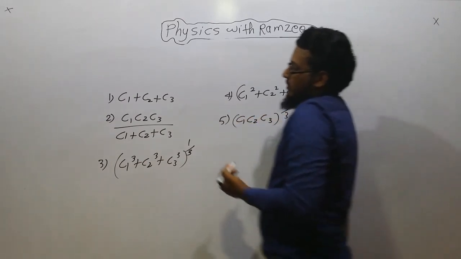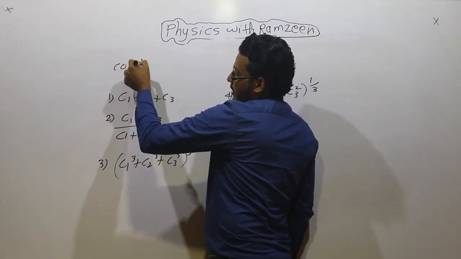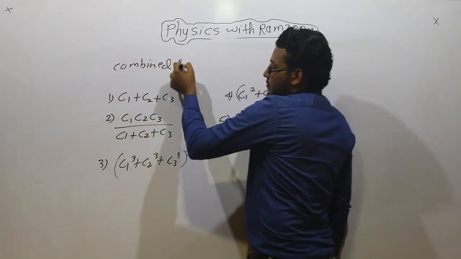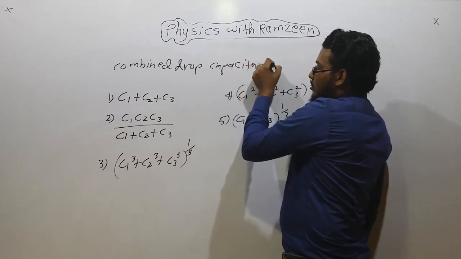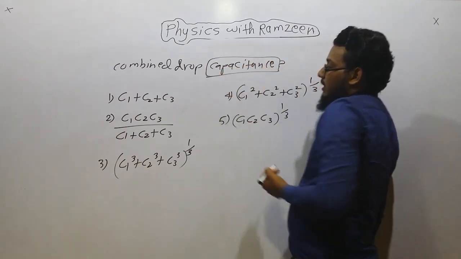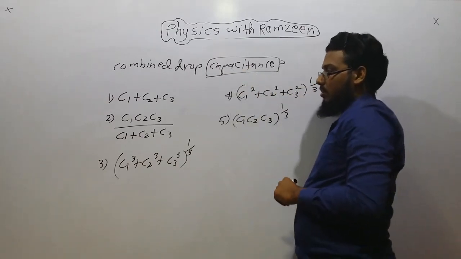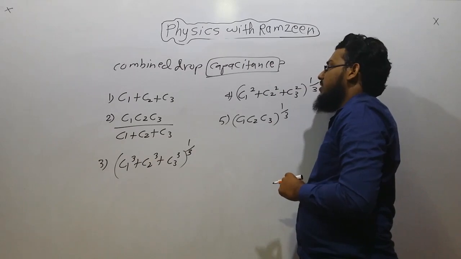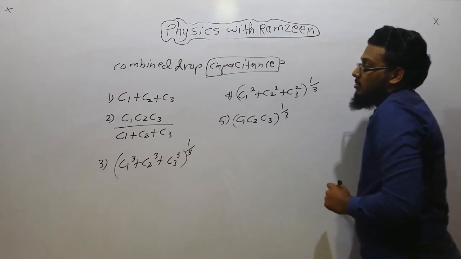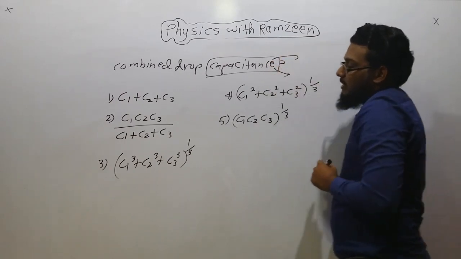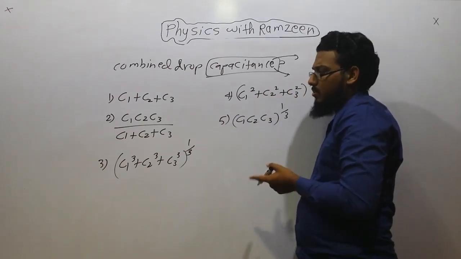The final question is asking for the combined drop capacitance. So I can say the dimension of the answer should be that of capacitance, right? First of all, you have to understand the unit and dimension of capacitance. So the answer should definitely be a capacitance value in terms of dimension or units.